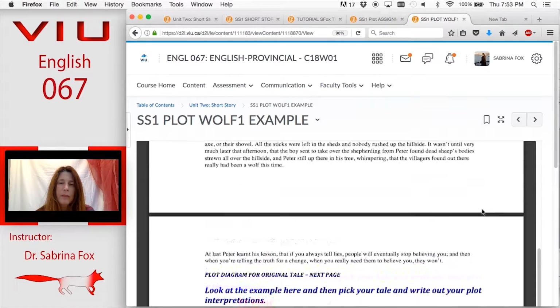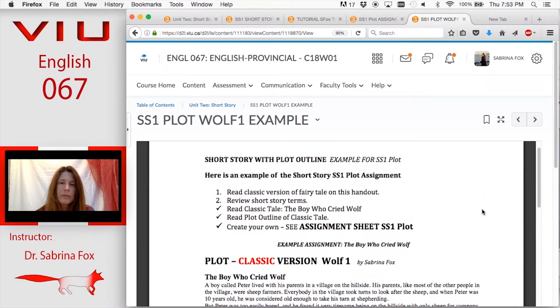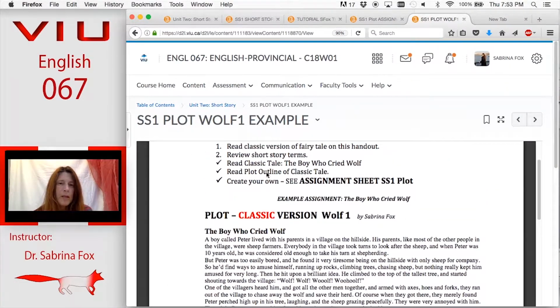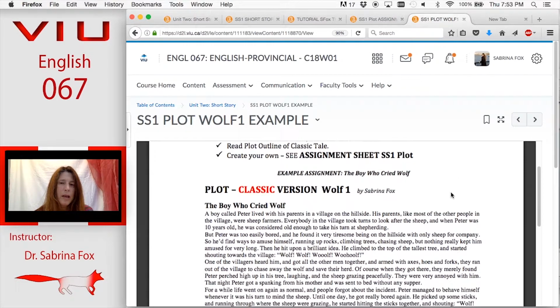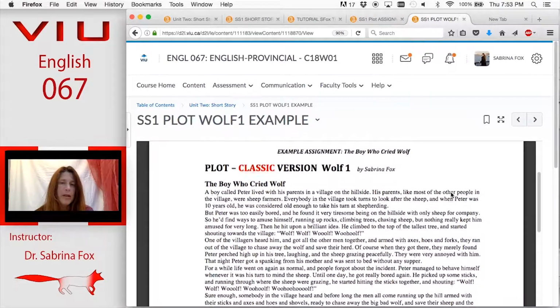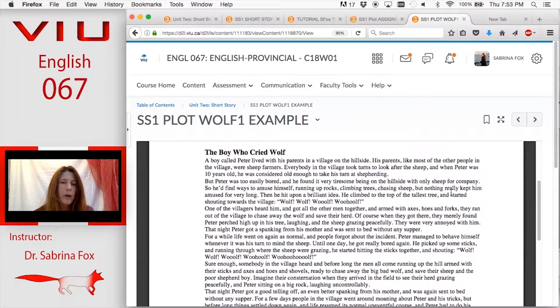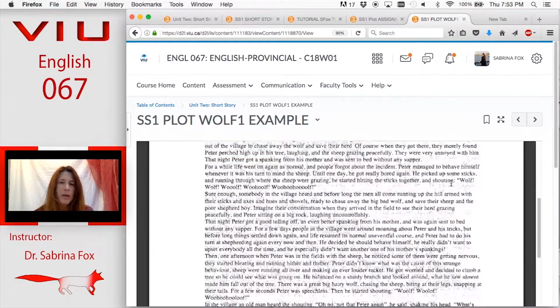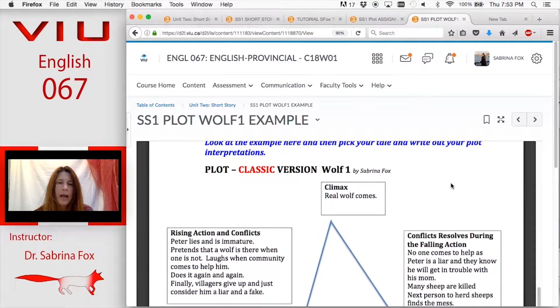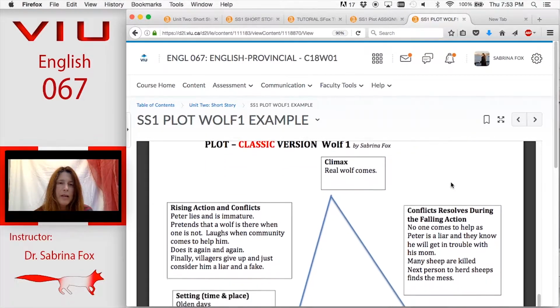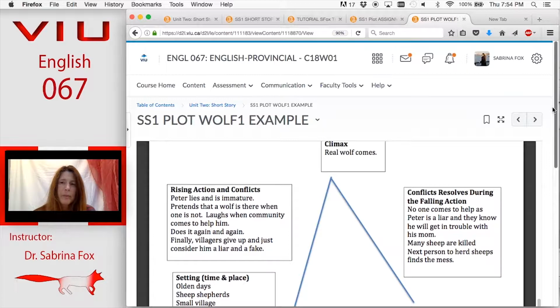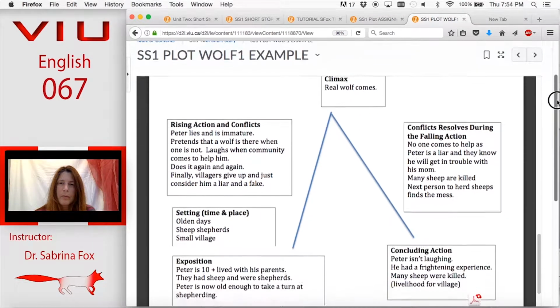So here we have the example. It says, find your fairy tale, look at the short story terms, plot and outline, and do your assignment. That's basically the assignment. I used The Boy Who Cried Wolf as the example. It's a well-known fairy tale. And then I've taken the plot of that and put it into bits here, just like you are going to do.